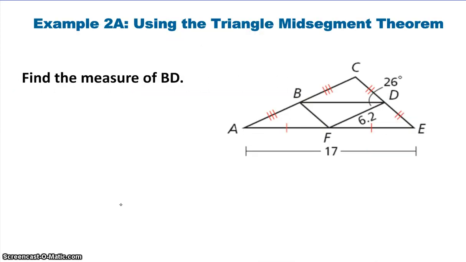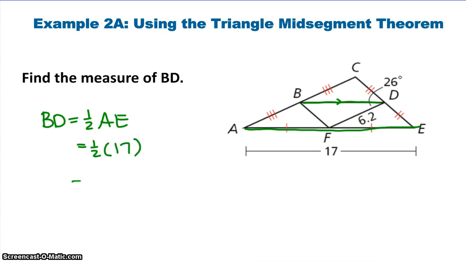Alright, so let's make an application out of this. We have to find the length of BD. Okay, well BD is a mid-segment of a triangle, and the side it doesn't touch is AE. If AE is 17, then BD must be 1/2 of that side length. So it would be 1/2 of 17, which would be either 17/2 or 8.5, depending on if it said leave it as a decimal or as a fraction.